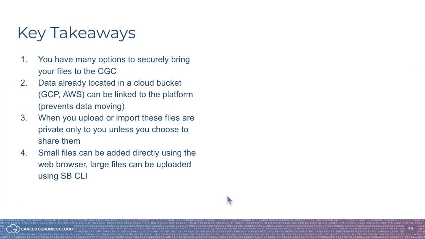Okay, this concludes the demonstration. Here are some key takeaways to remember. The first is that you have many options to securely bring in files to the CGC. Data already located in a cloud bucket can be linked to the platform, which prevents data moving. When you upload or import these files, they're private only to you unless you choose to share them. And lastly, small files can be added directly using the web browser, and large files are better suited to be uploaded using the Seven Bridges command line interface.